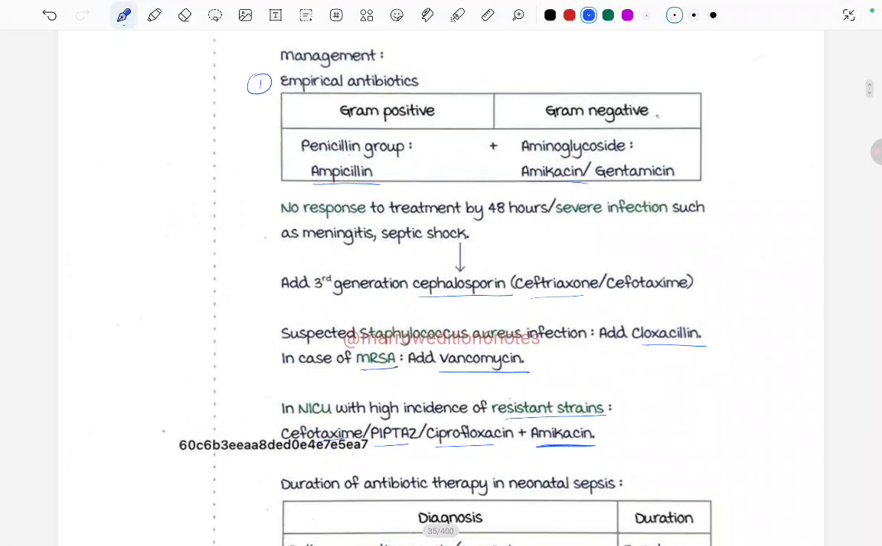So, how are we starting? We were starting with the empirical antibiotics of ampicillin and amikacin together. Then we were moving on. If there was severe infection and no response to treatment after 48 hours, then we were moving on to third generation cephalosporin. And if we are suspecting Staphylococcus aureus infection, we need to add cloxacillin. And if MRSA is suspected, we need to add vancomycin. Now, in case of NICU with high incidence of resistance, we need to give cefotaxime, piptaz, ciprofloxacin, any one of these, along with amikacin.